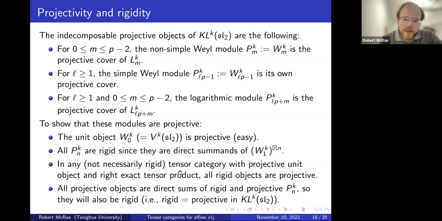Then there's this nice general lemma that says that in a tensor category with projective unit object and a right exact tensor product, all rigid objects are projective. So that means all these PKNs are projective. And then all projective objects are going to be the direct sums of these PKM projective covers. So that means all projective objects are going to be rigid as well. So rigid and projective is the same thing in KLK. So that's briefly summarizing how we prove this nice property that rigid equals projective.